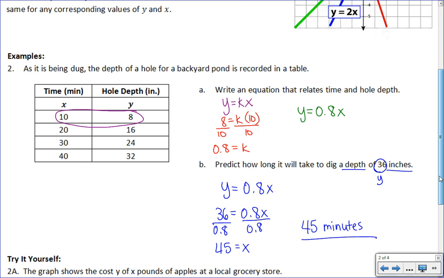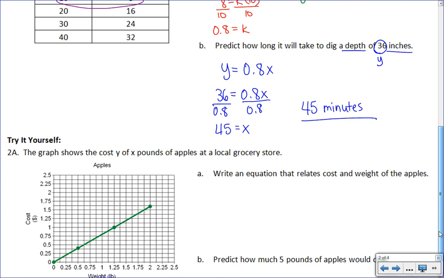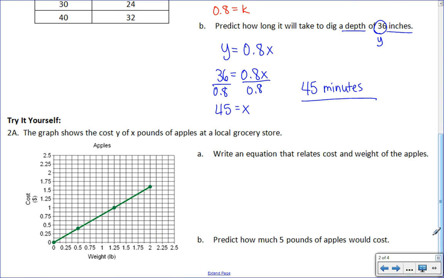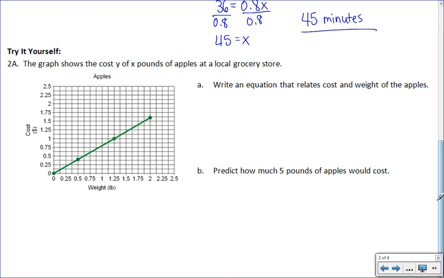Okay. Example 2a, try it yourself 2a, is similar to example 2. The only difference is here you have a graph instead of a table. But remember, they represent the same thing. Whether you have ordered pairs listed in a table, like in example 2, or displayed on a graph like this, it's still the same thing. So go ahead and work through try it yourself 2a. Pause the video, work through that. When you're ready to check your answer, hit play to resume.